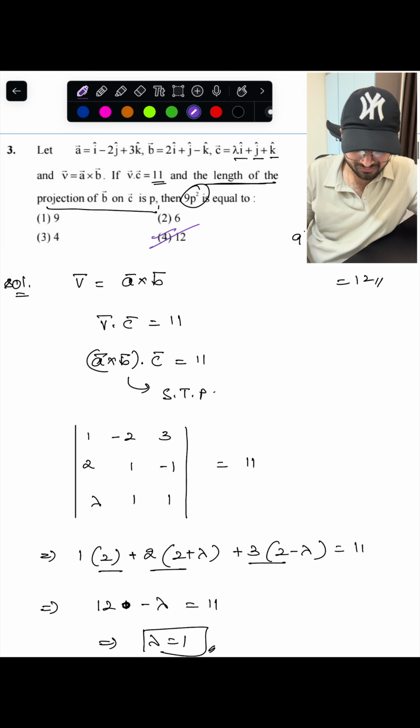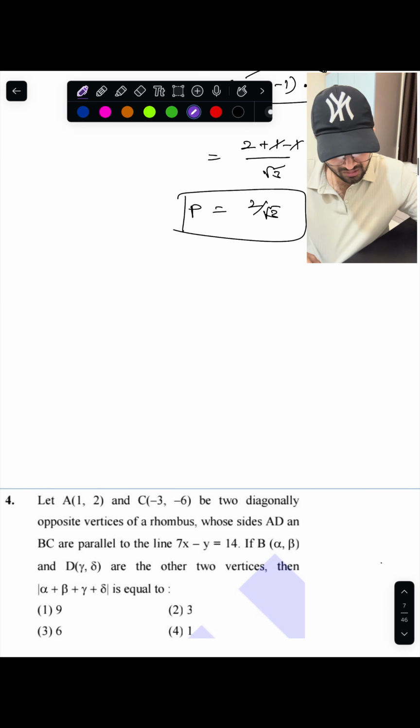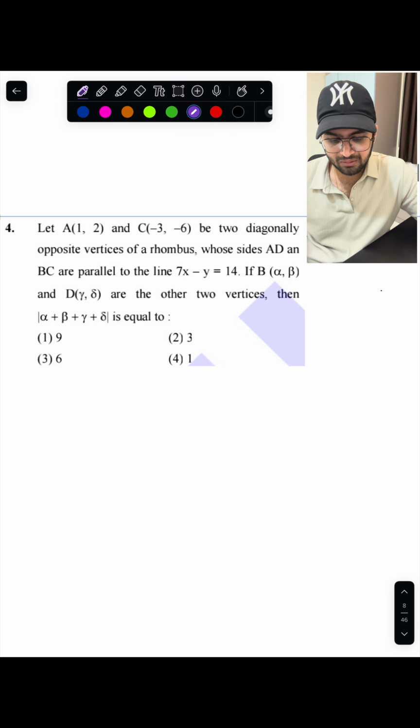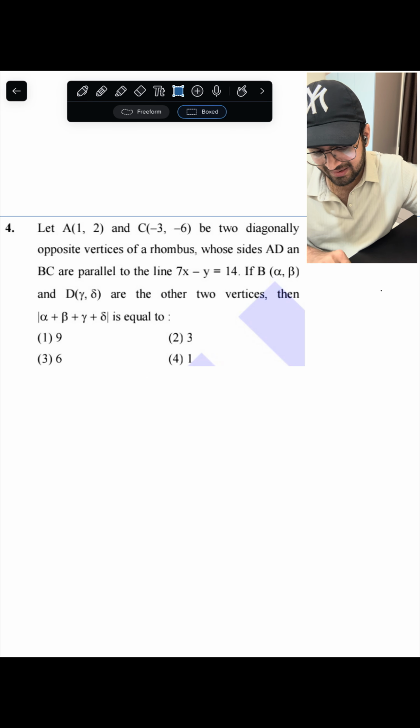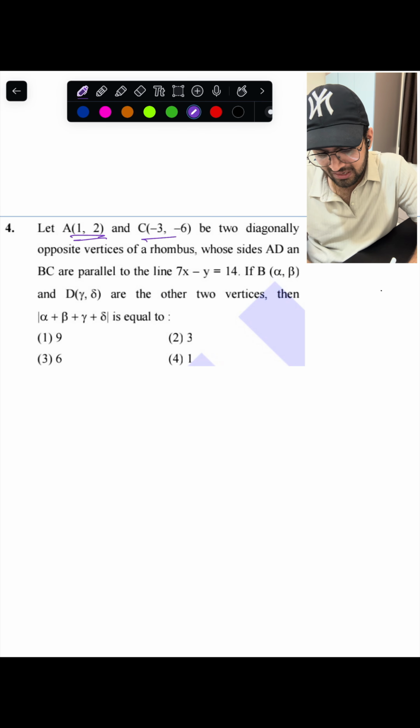That's it. So very simple question, vector algebra question. So next, let's see question number 4. What is given here? A is given as (1, 2), C is given as (-3, -6), two diagonally opposite vertices of a rhombus.